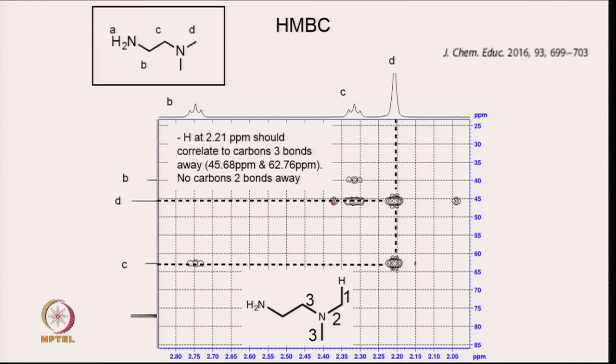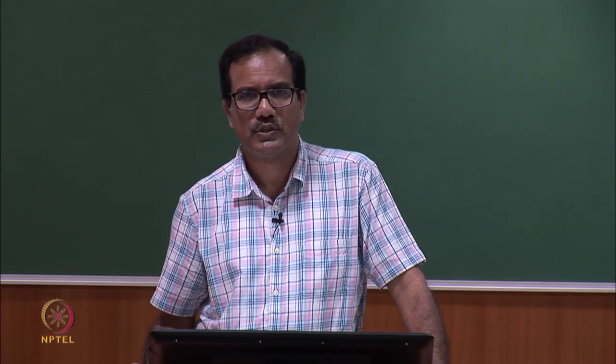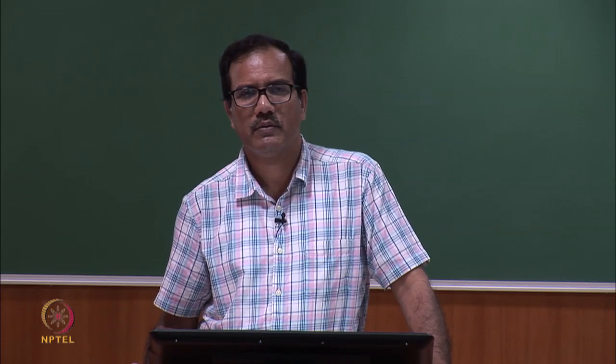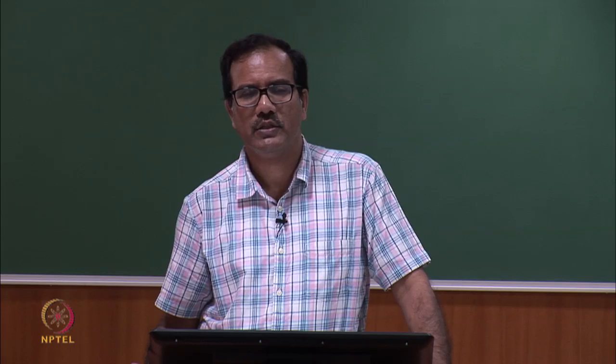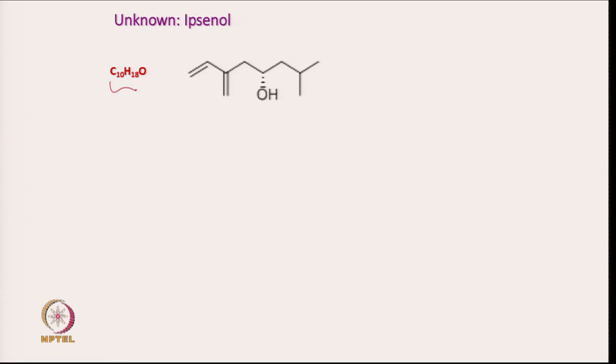And now B is correlated to D, B is also correlated to D, and you see this is 1 bond, 2 bond, 3 bond apart. Now what I will do is give you one structure, and we will discuss how to get all the resonance assignments from the NMR spectrum. So this is a compound which has molecular formula C10H18O, and this is the structure of this compound, which is ipsenol.